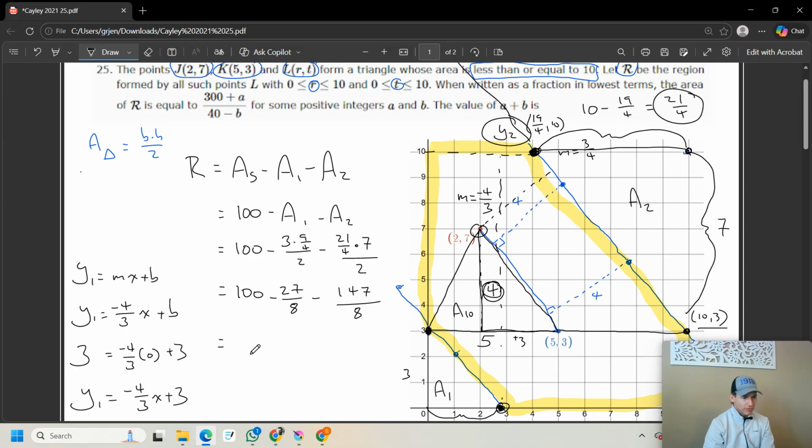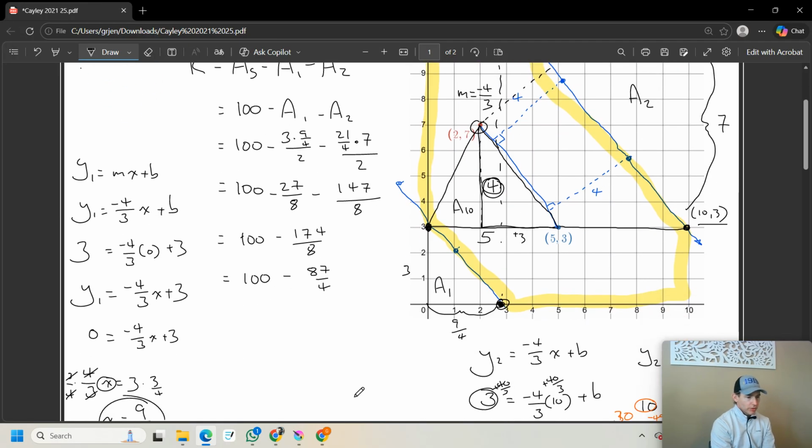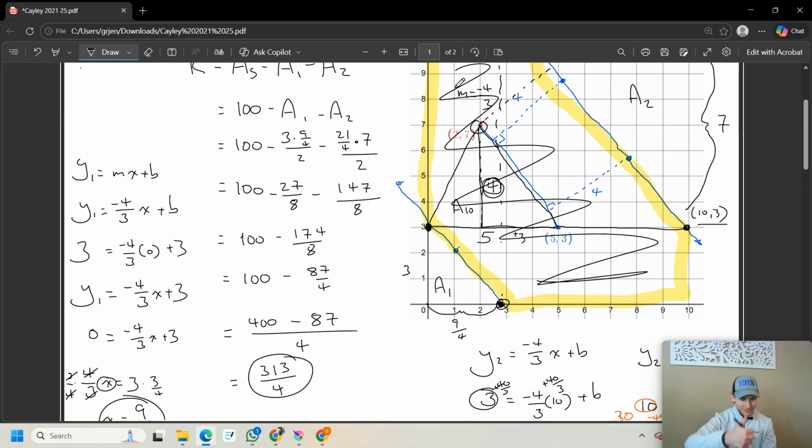minus 174. 100 minus 174 on 8, which again is a fancy way of saying 100 minus, that's 87 on 4. Indeed, 87 on 4. Well, we can write that a little differently, can't we? 100 is the same thing as 400 over 4 minus 87. And then we get our final answer. 313 over 4 is the area of R.